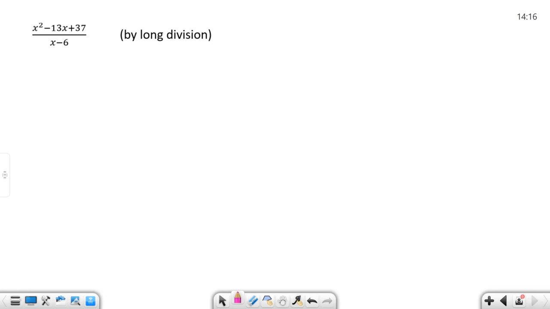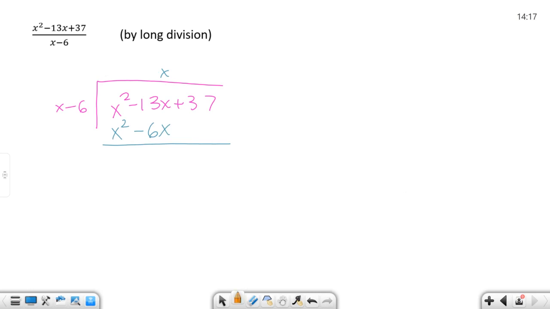So here again, long division. Put my house here. I got x squared minus 13x plus 37. And outside I have x minus 6. So then what do I look at first? I look at this x and this x squared. I need x, right? So x. And then x times x is what? X squared. Then I say x times negative 6 is negative 6x.